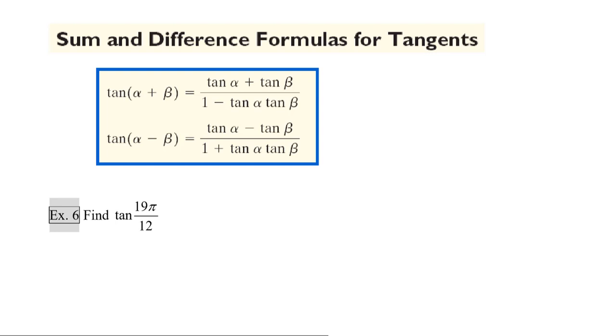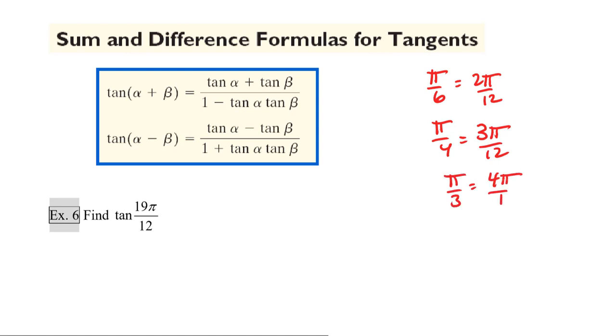Now remember again that pi over 6 is 2 pi over 12, pi over 4 is 3 pi over 12, and pi over 3 is 4 pi over 12. So when I think about the tangent of 19 pi over 12, I can say that that's equal to the tangent of, well, 19 pi over 12 minus 3 pi over 12 is 16 pi over 12. So I can say that this is the same as 3 pi over 12 plus 16 pi over 12. That adds up to 19 pi over 12.